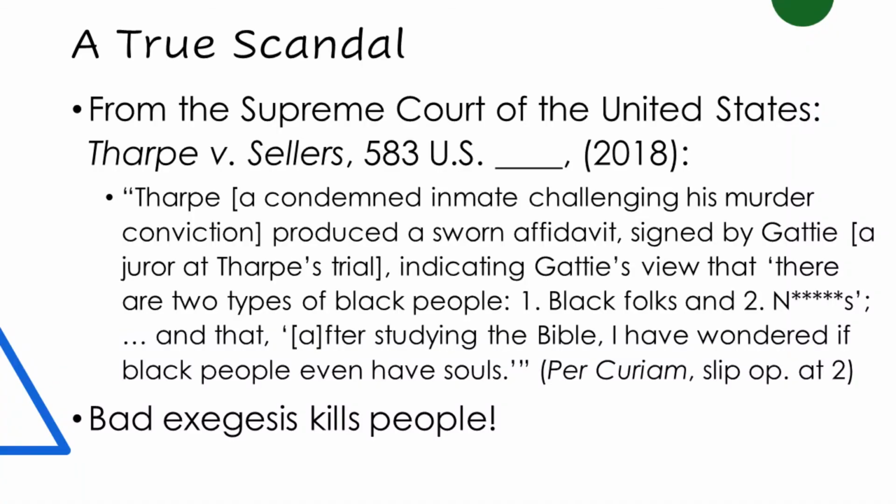I want to call your attention to a Supreme Court decision. This is why we're at the U.S. Supreme Court here. This was a Supreme Court decision from January 2018, very, very recent. This was a death penalty case, and this deals with an inmate named Tharp who's appealing his death sentence. Note what the opinion says. Tharp, a condemned inmate challenging his murder conviction, produced a sworn affidavit signed by Gaddy, a juror at Tharp's trial, indicating Gaddy's view that there are two types of black people, black folks and a word I'm not going to use, and that after studying the Bible, I have wondered if black people even have souls. This is truly a scandal.